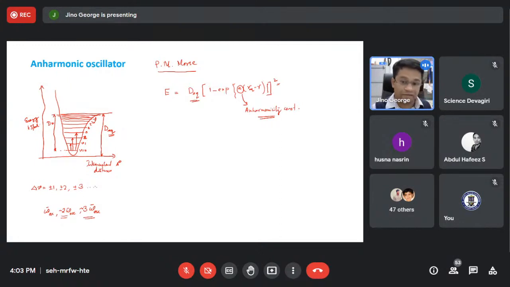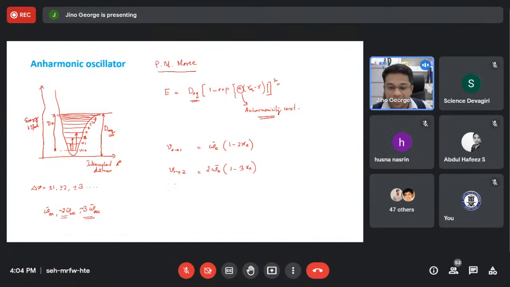I am not going to derive it, instead I am writing: the 0 to 1 transition will have energy defined as omega E, which is the equilibrium energy, into 1 minus 2Xe, where Xe is the anharmonicity factor. For 0 to 2, it will be 2 omega E into 1 minus 3Xe.